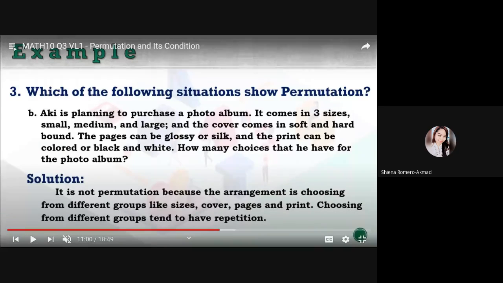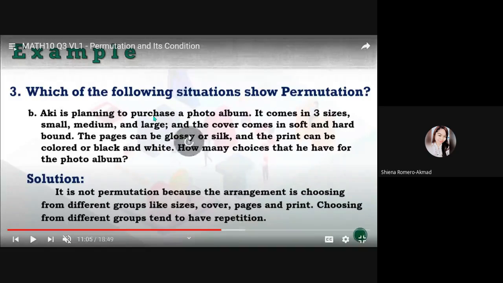Like for example, kanina, sabi ko nga sa inyo, kunwari nauna kong pinili yung cover, pangalawa kong pinili yung print. Same set of choices, pero nauulit lang din siya. Kahit na magkaiba-ibang pwesto sila. Sinong nauna mo pinili, sinong pangalawa, pangatlo. So repetition here pertains to the repetition of the arrangement. Nauulit yung arrangement. And if that is the case, and it will give you the same product, that is not permutation kasi the order doesn't matter dito.